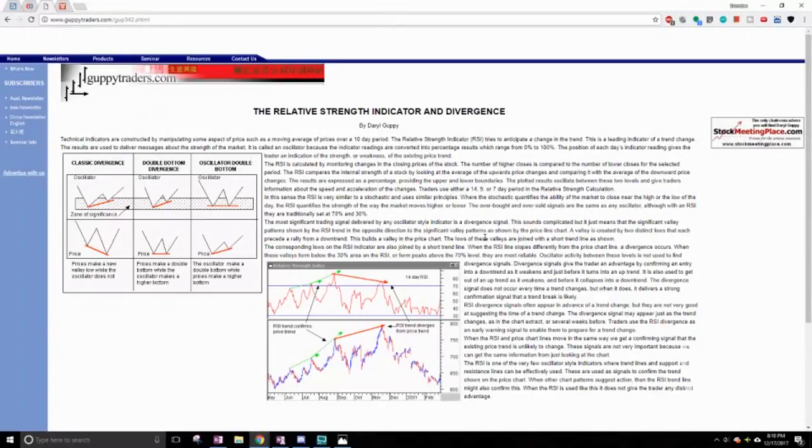But let's go ahead. Let's start with guppytraders.com. Now notice how here price action is making a higher high. However, RSI is making a lower low. And what follows subsequent of that, we roll over. Now, what does this really suggest?